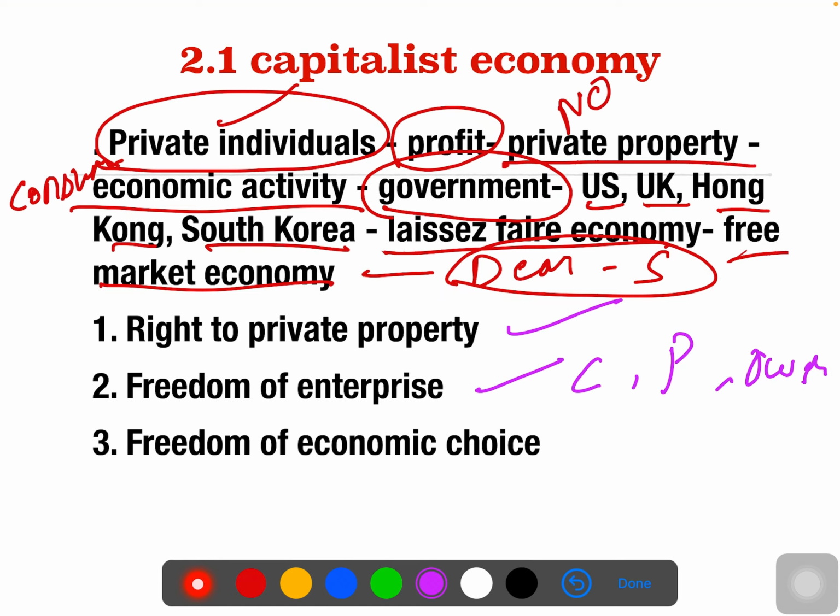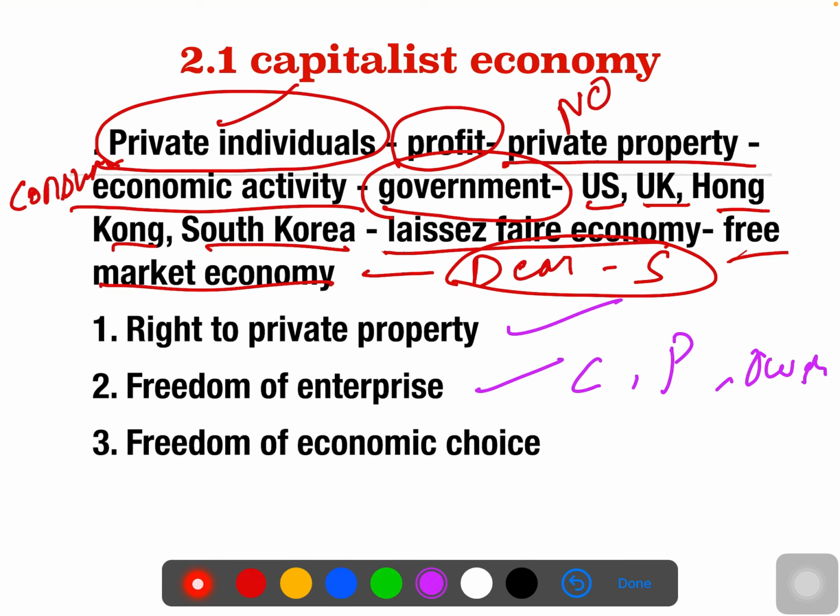And the third point is freedom of economic choice. As I just told you, for the consumer, the producer, and the owner of resources, the same point applies. Everybody has consumer choice.